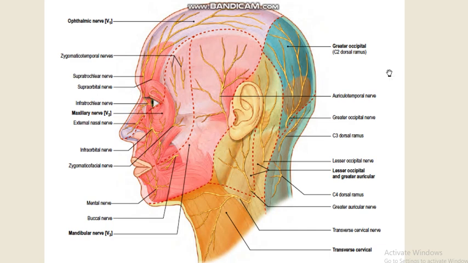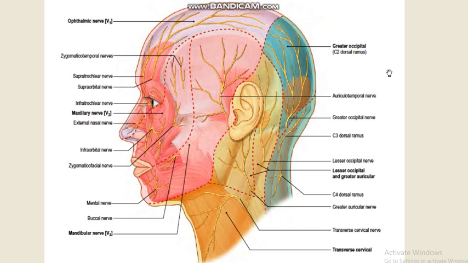Hello everyone, in this video we are going to study the sensory nerve supply of the face, and the sensory nerve supply of the face comes mostly from the trigeminal nerve, which is the fifth cranial nerve. It has an ophthalmic division, a maxillary division and a mandibular division. It is mostly a sensory nerve and partly motor.